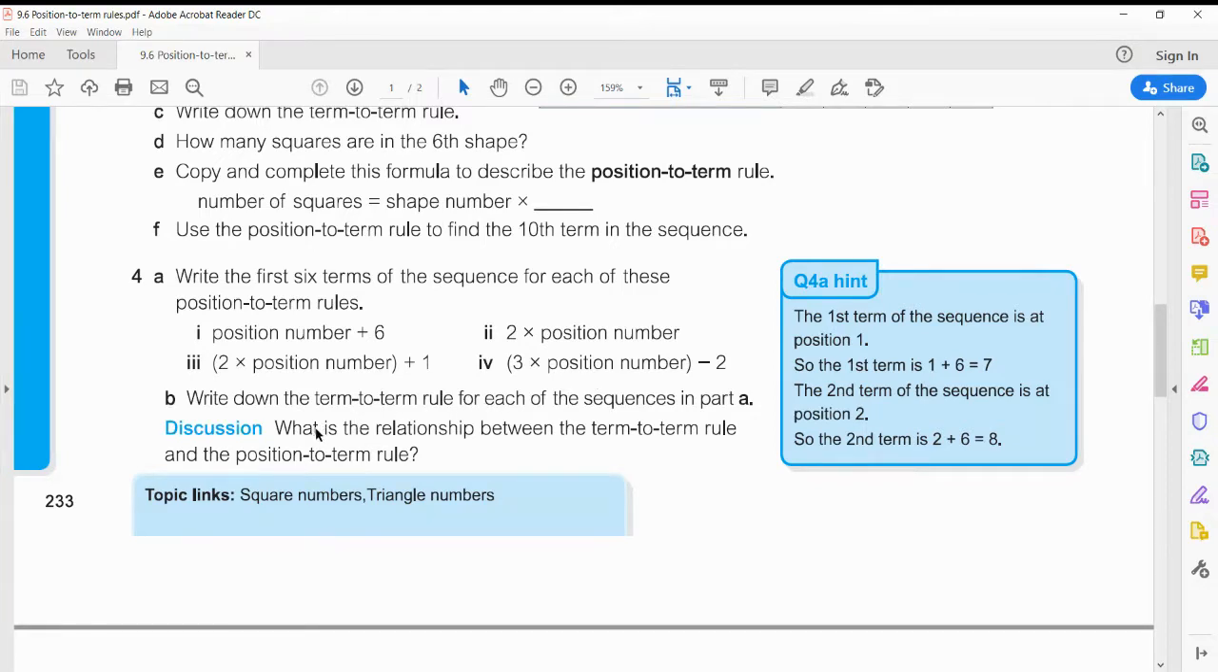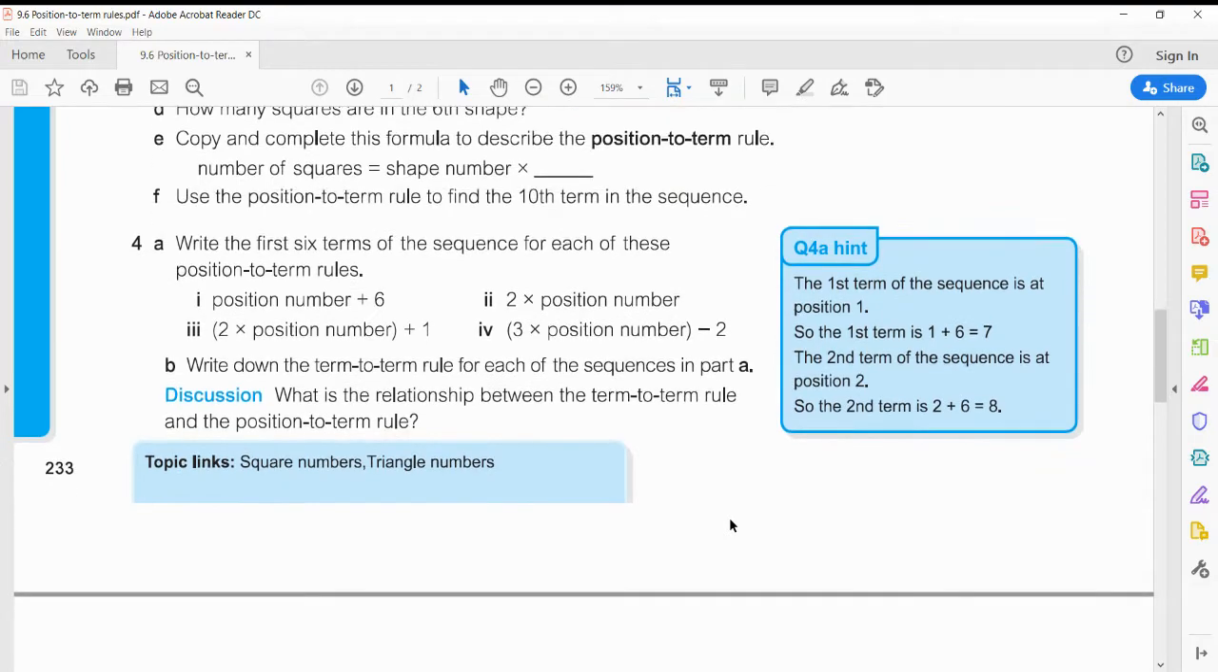So if we think about this discussion, what is the relationship between the term-to-term rule and position-term rule? So this one we said was add 1, and we've got 1 position number. This one was add 2, 2 times position number. This one was add 2, 2 times position number. This one was add 3, 3 times position number. So how many times you got the position number is how many you've got to add on each time. So that's the link they're trying to get you to discover there.